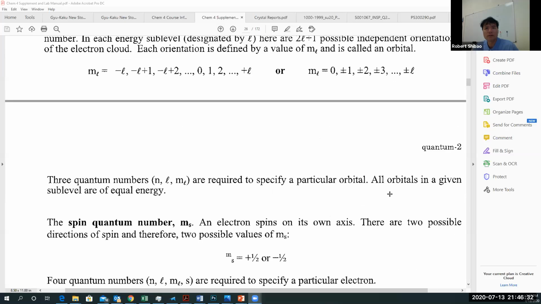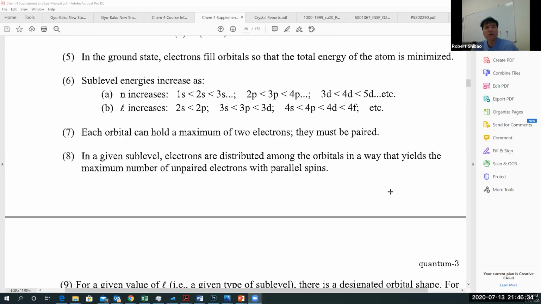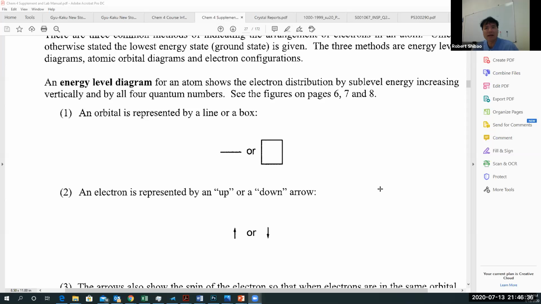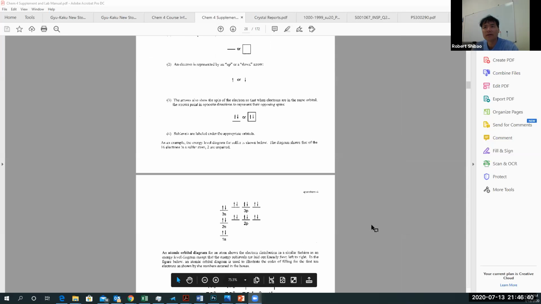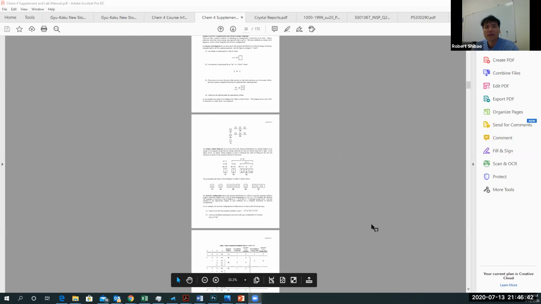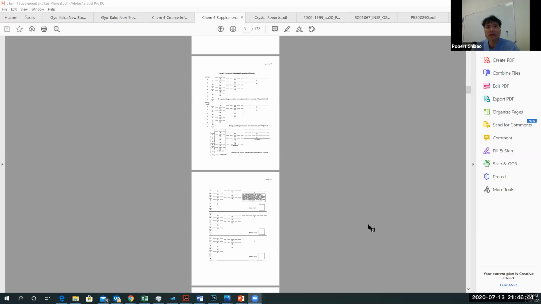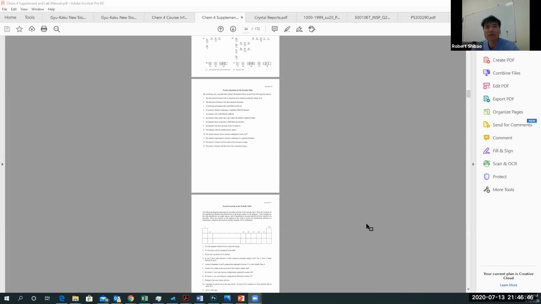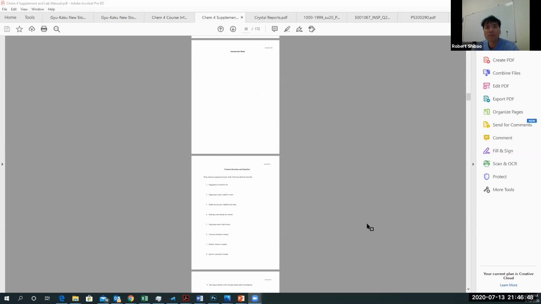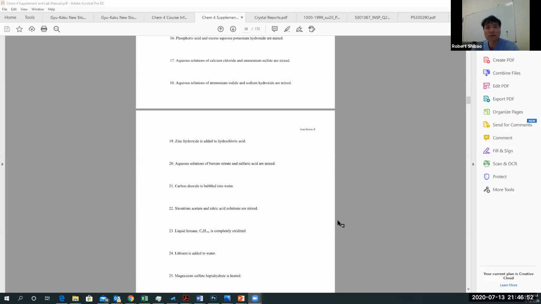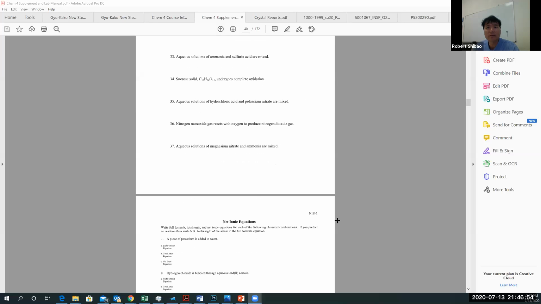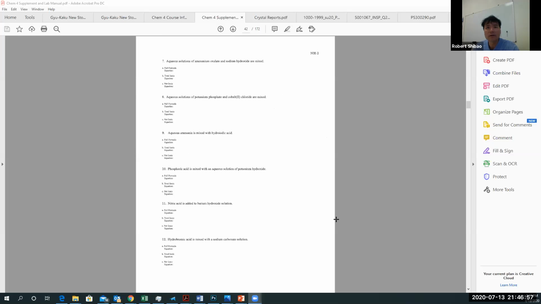What happened to nomenclature? Oh yeah, nomenclature is exercise A. So where is exercise A? It's probably way down here. Chemical reactions and equations, not that. Net ionic equations, no.